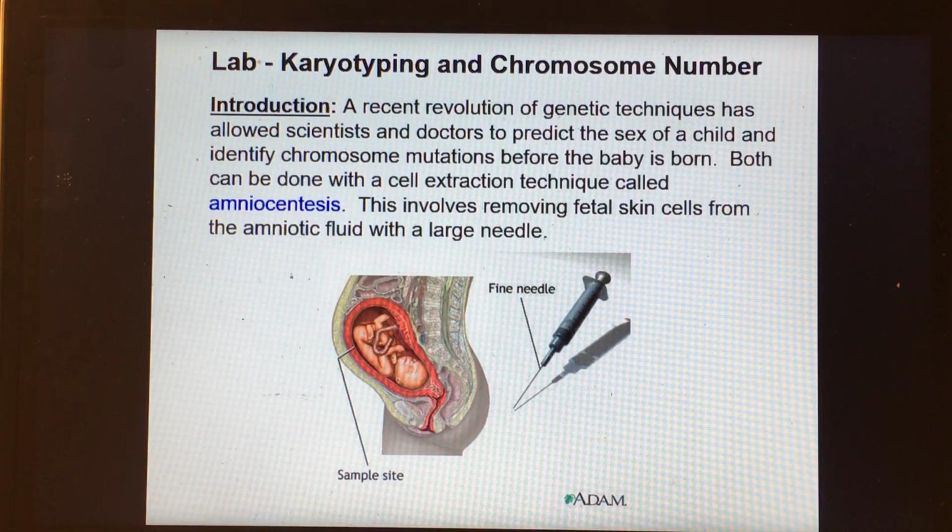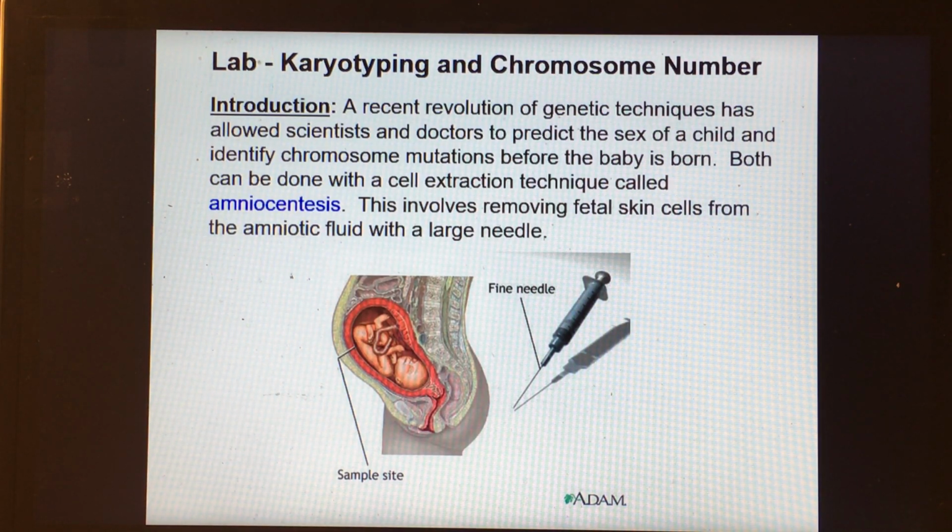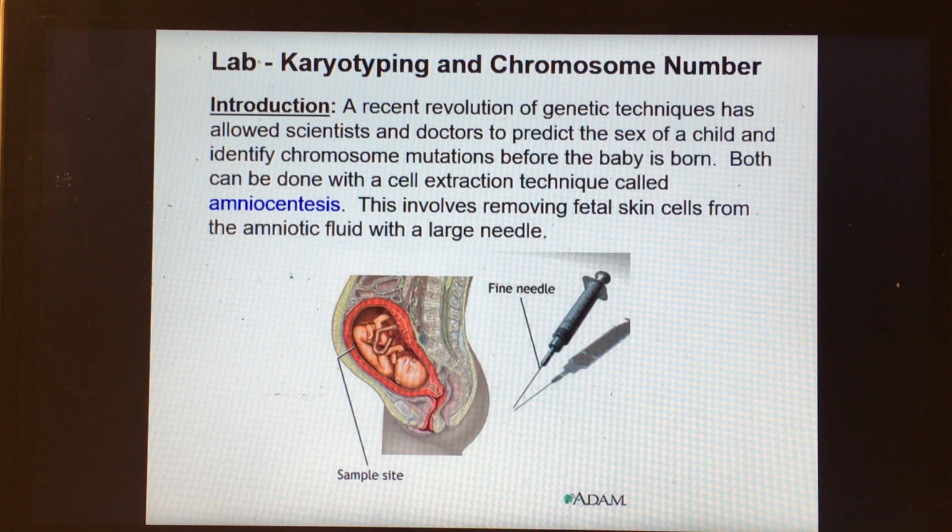Okay, this video is an introduction to the Karyotyping Lab. We are going to be showing you some karyotypes, but before we show you a karyotype, we want to talk about how you get the cells to make a karyotype. So we do what's called an amniocentesis, where we have to get a cell sample from around a fetus.